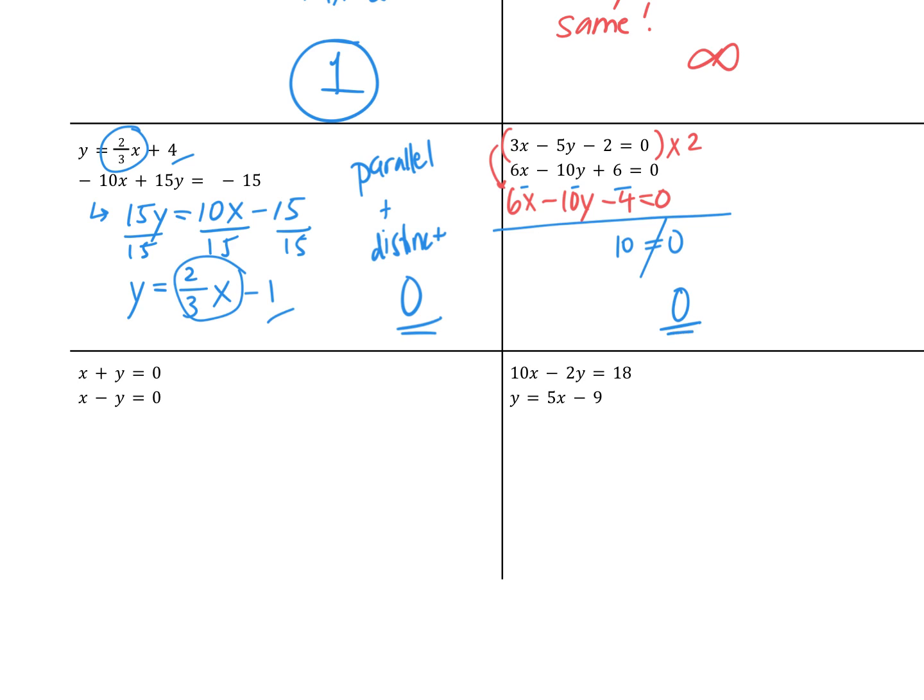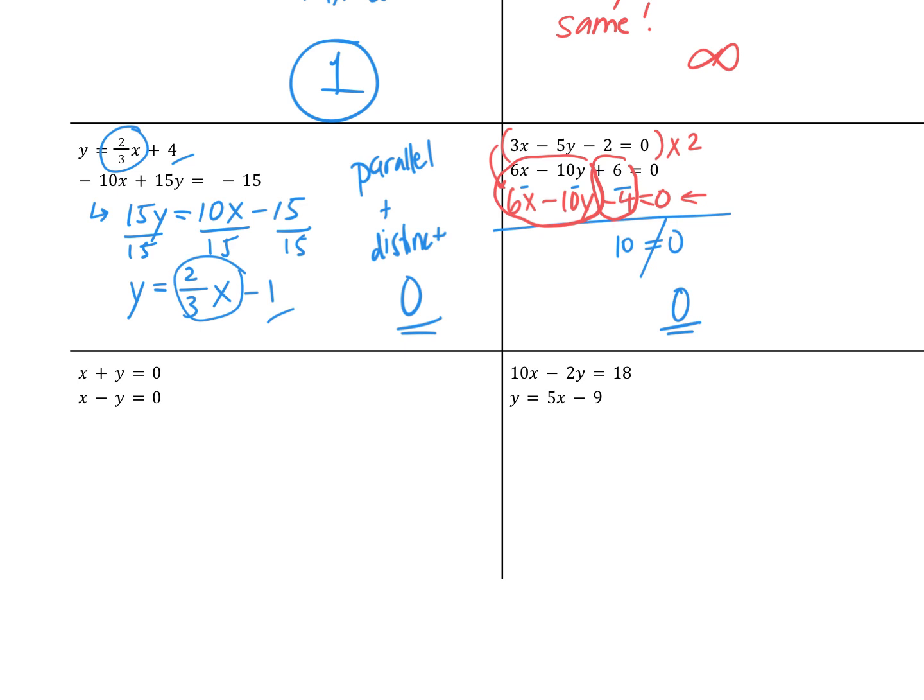But even if I didn't do the actual elimination part, once I multiply the first line by 2 and I get this, the fact that these match tells me it's parallel, and the fact that these are not the same tells me it's parallel and distinct instead of parallel in the exact same line.